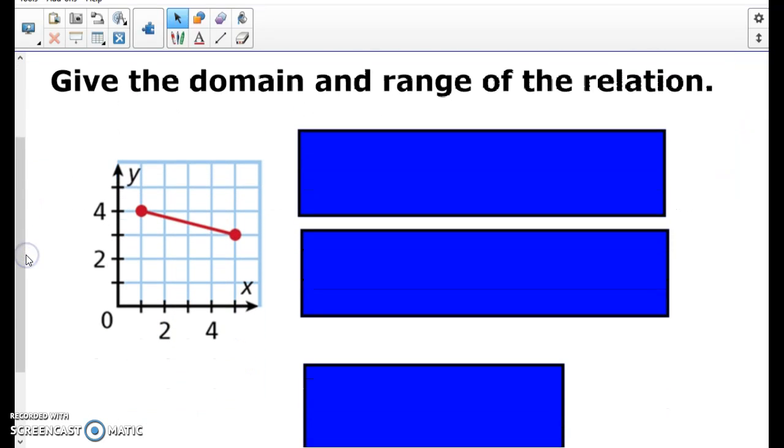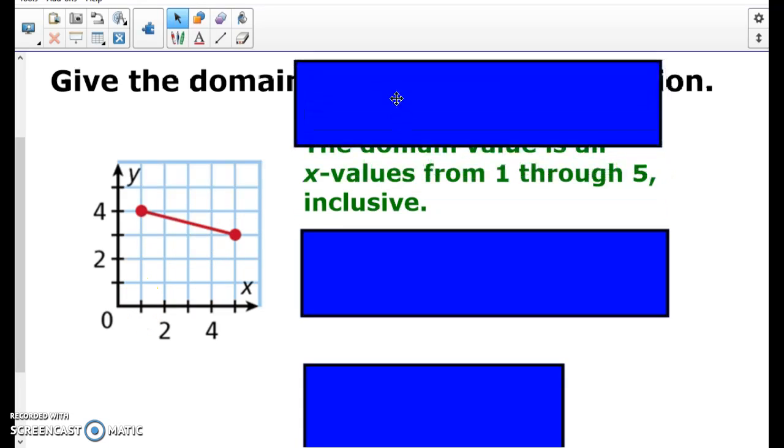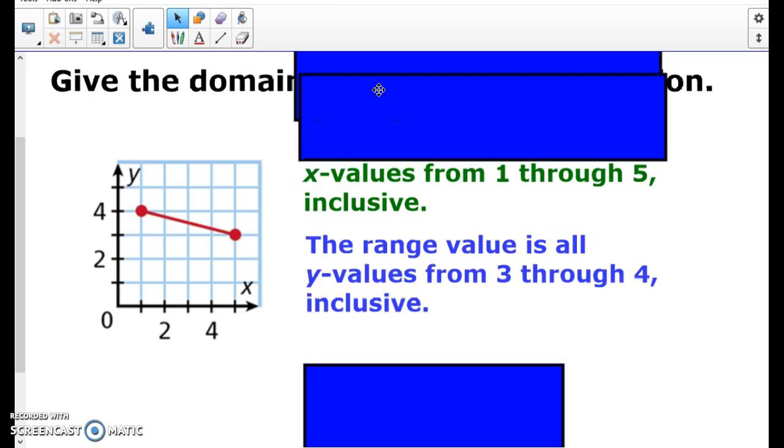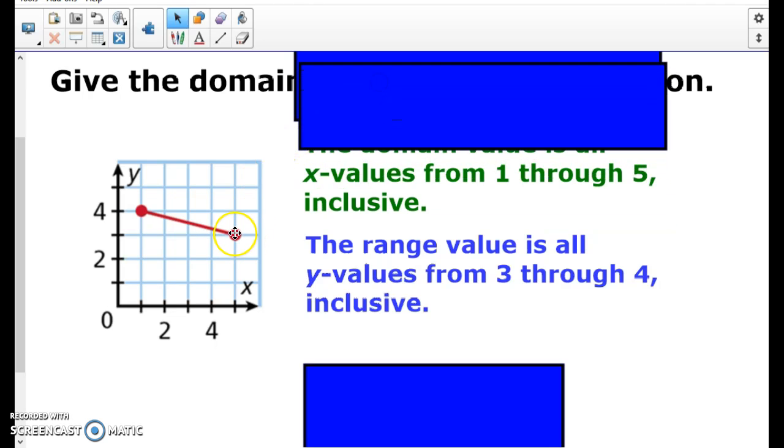Okay, so something like this. Give the domain and range. Well, my domain goes anywhere from 1 to 5. My x's start at 1 and go all the way to 5. My range is a little smaller. My smallest y is going to be a 3. My biggest y is going to be a 4.